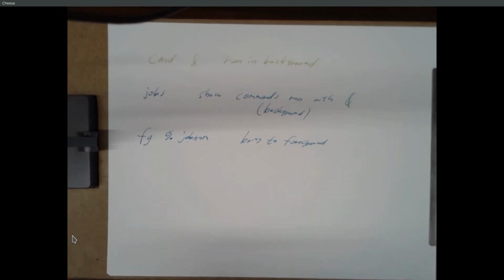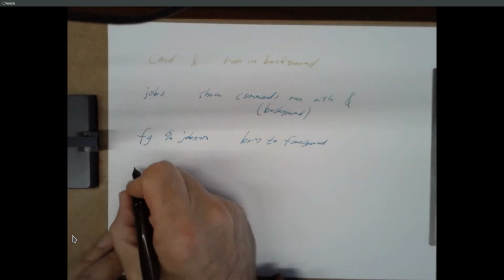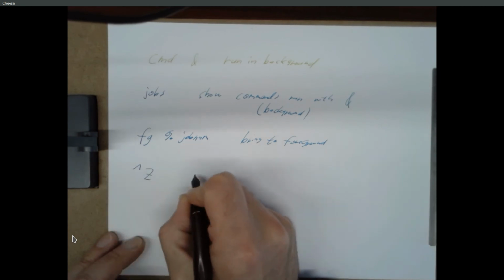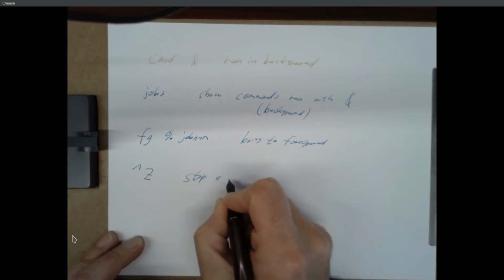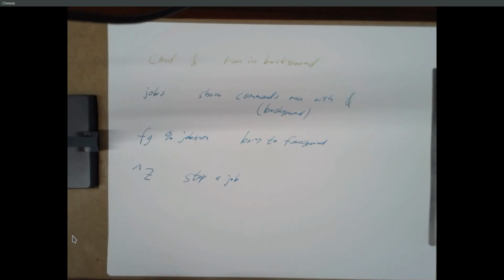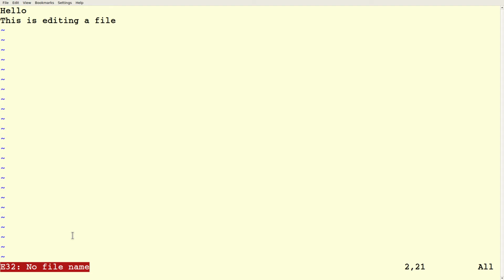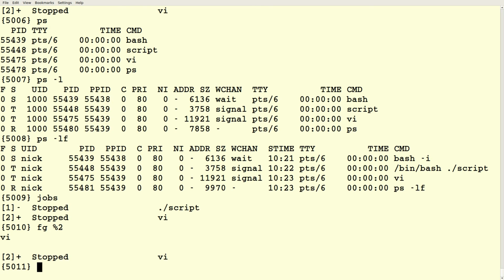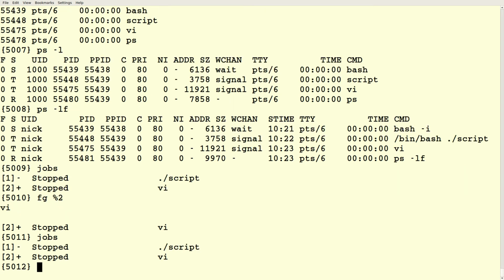If I'm currently executing some command and I want to stop it, that's what Control Z does. This says stop a job. It's not the same as Control C, which terminates a job. Control Z will turn it back into being stopped. And if I say jobs, again, I can see vi and script.